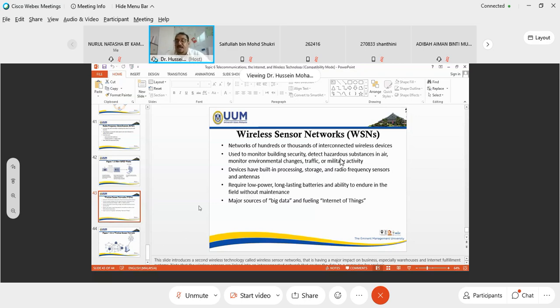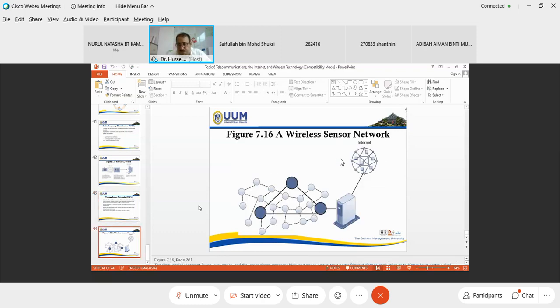Major source of big data and fueling Internet of Things. What we mean by that? We mean that because it's collecting data all the time, it is the big medium or the major source of big data. We collect information using that. So this is the form of wireless sensor network or WSN.